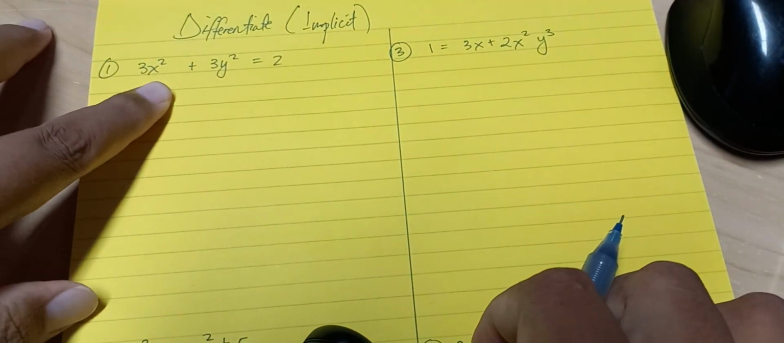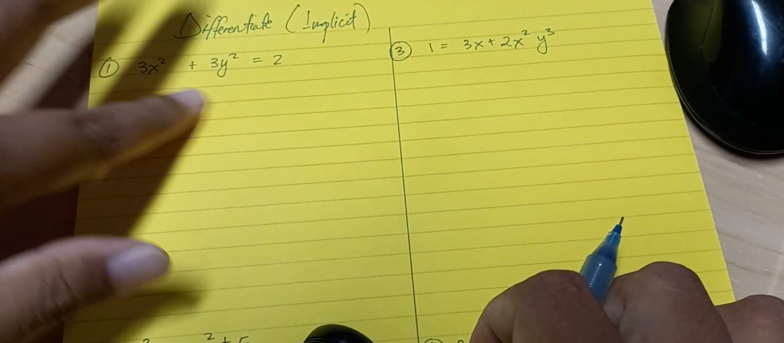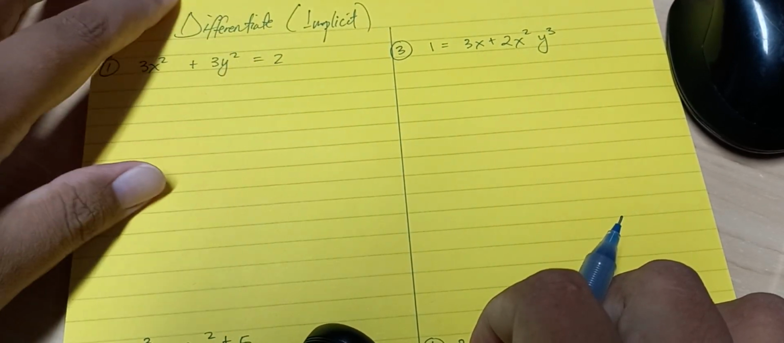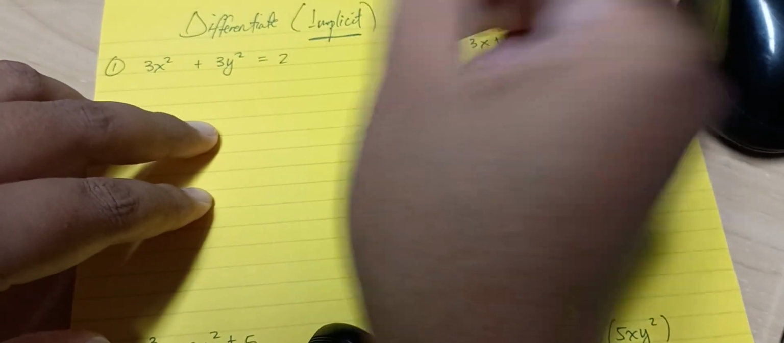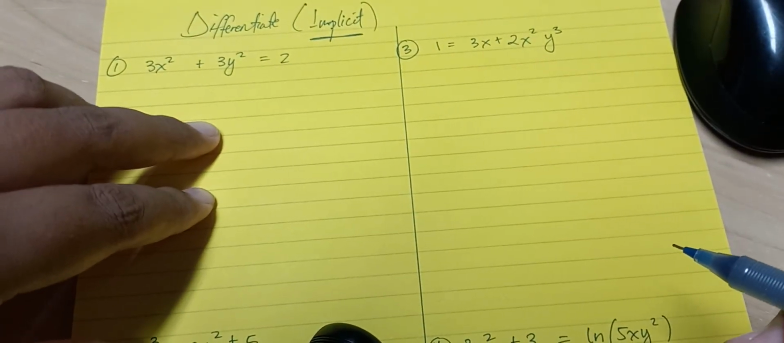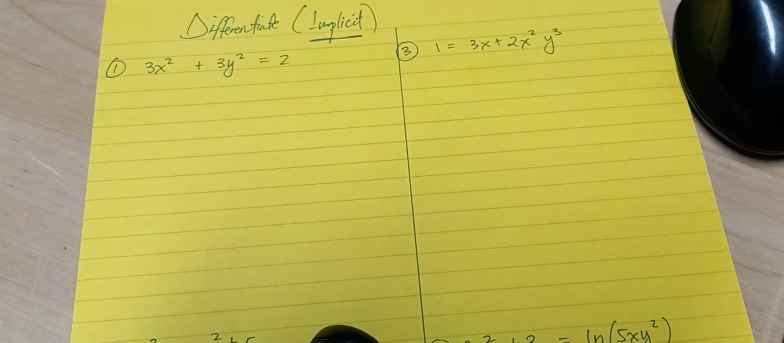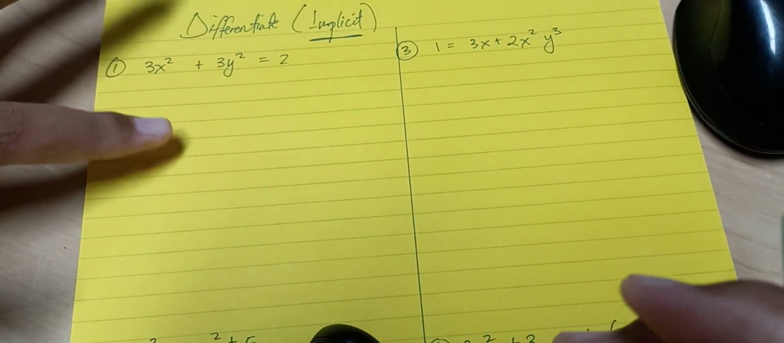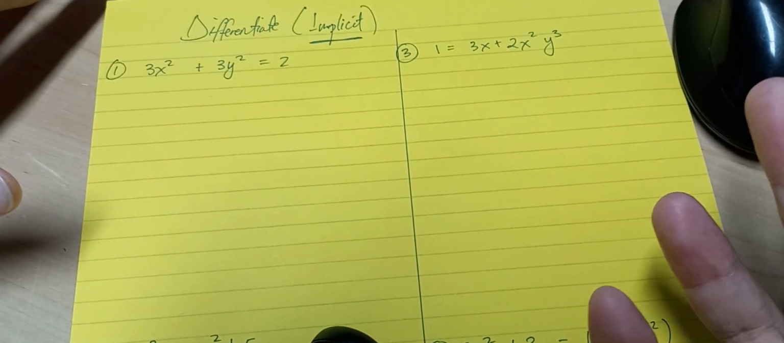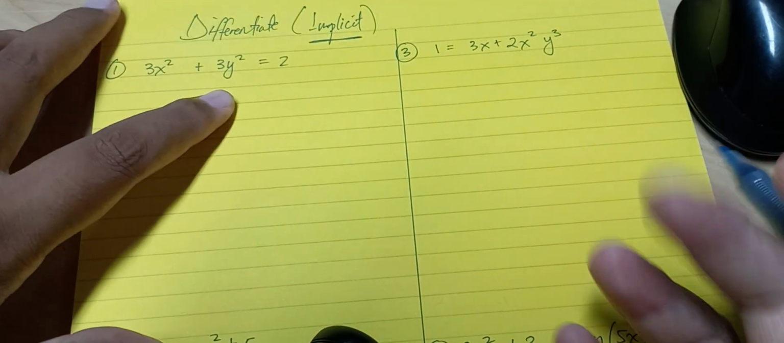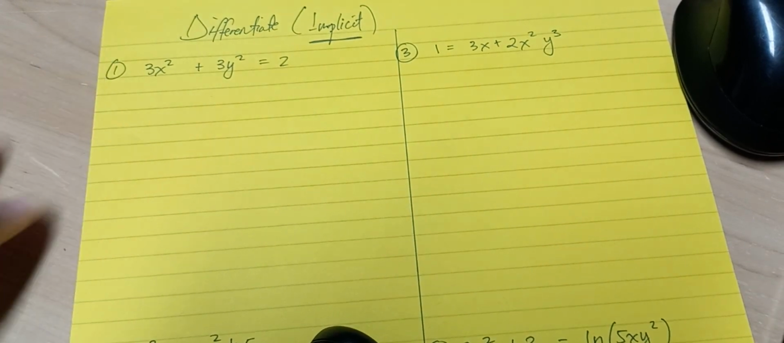If we end up with this kind of function, where x and y are mixed up here, we need to apply the method called implicit differentiation. So here's how it works. In implicit differentiation, you differentiate x normally, but whenever you differentiate y, you put dy/dx next to it.